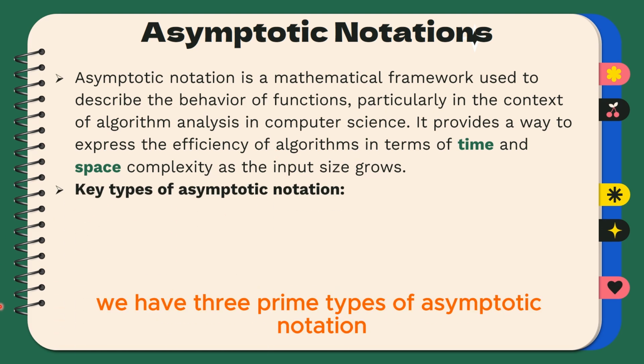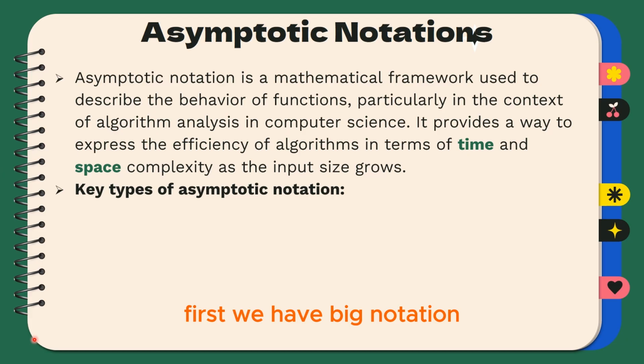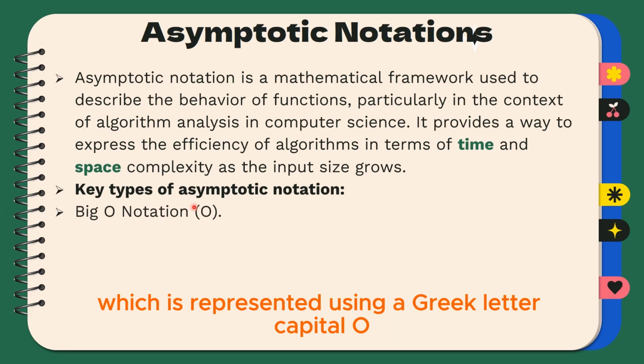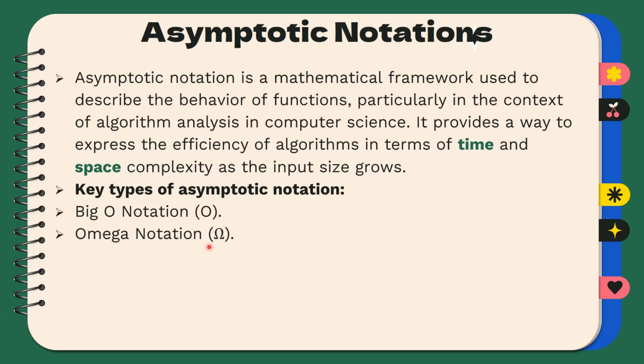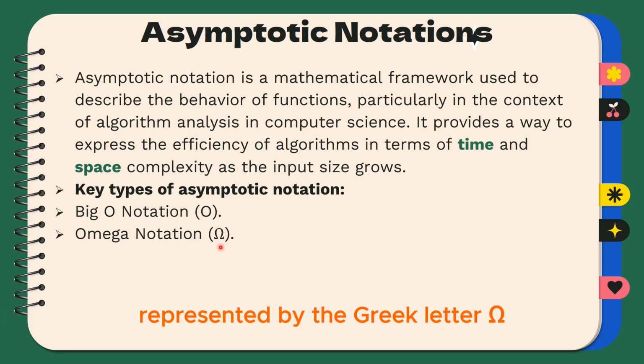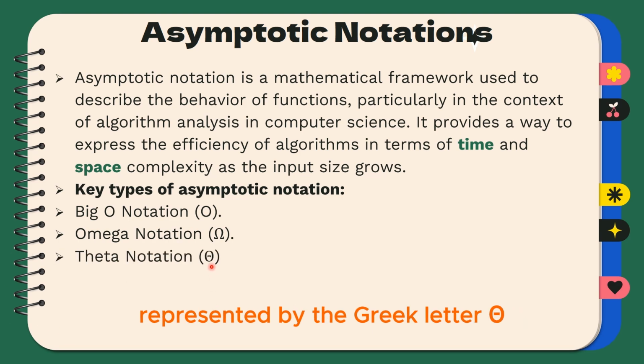We have three prime types of asymptotic notation that we use to describe an algorithm. First, we have big O notation, which is represented using the Greek letter, capital O. Next is big omega notation, represented by the Greek letter omega. And finally, we have big theta notation, represented by the Greek letter theta.